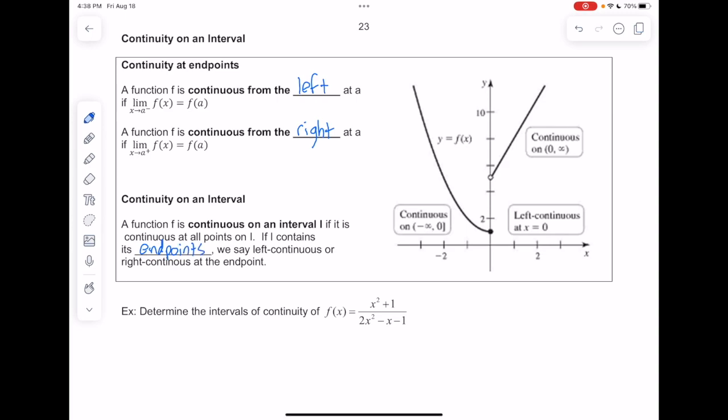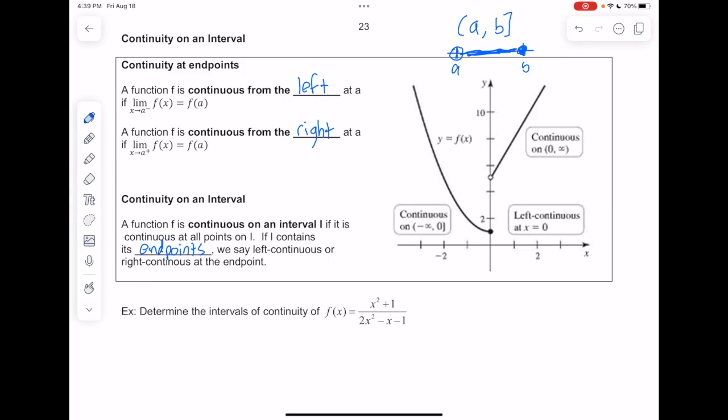And what do we mean there by if it contains its endpoints? Well, remember that in interval notation, you can have an interval like open parenthesis from A to B, where then it's a closed or squared off bracket. And what does that mean on the number line? If this was A and this was B, it means that A is not included, but B is. So if the endpoint is included, like the B is, then we'd check to see, since we're coming from the left, is it continuous from the left?